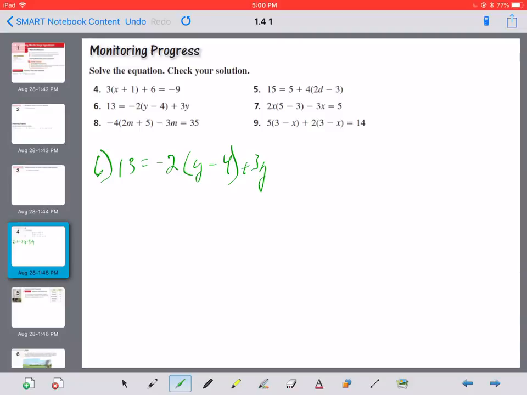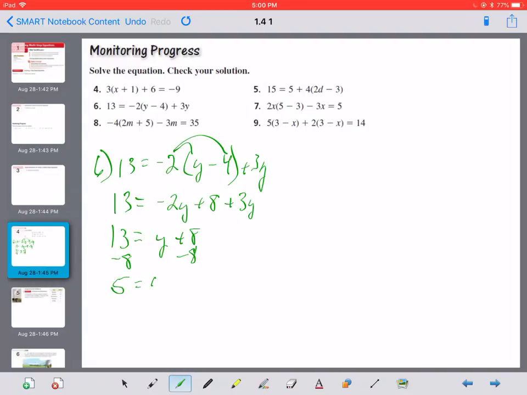13 equals negative 2 times y minus 4, plus 3y. I've got 2 y's on this side, so I am going to distribute because I need to combine those like terms, so I get only one set of y's. 13 equals negative 2y plus 8. Negative times negative makes positive. And then plus 3y. 13 equals negative 2y and 3y is just 1y, plus 8. Subtract the 8. 5 equals y. And we should be plugging these in and checking to make sure that they are correct.